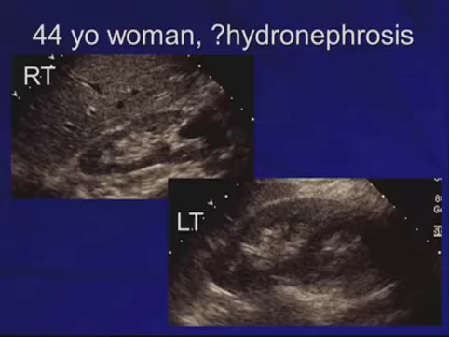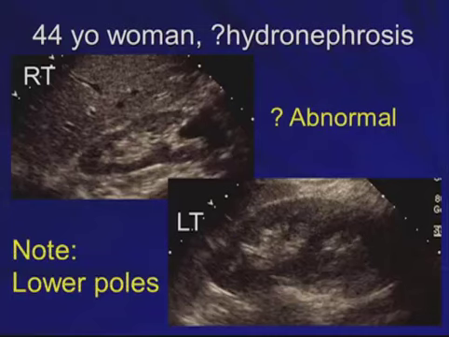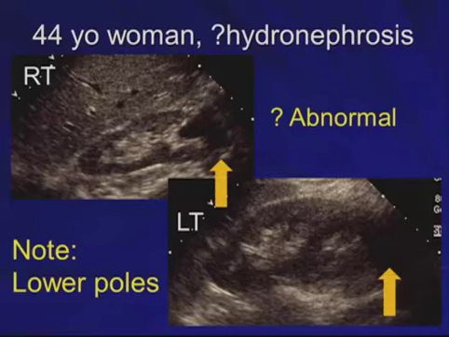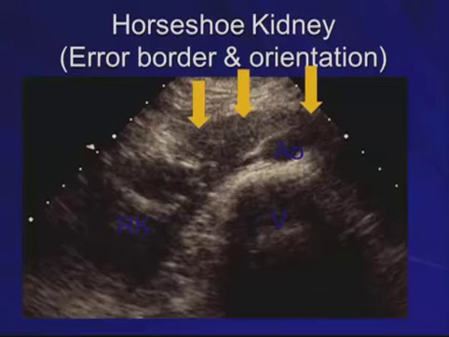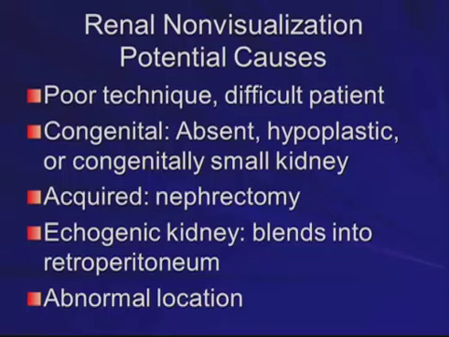Here's another case, 44-year-old woman with possible hydronephrosis. Well, if you look at these kidneys, there's no hydronephrosis, but do you see any other abnormality? In the right kidney, you might say, well, maybe there's a cystic lesion here. In fact, there's another important problem with both kidney images, and that is that you don't see the lower poles. And so one of the critical aspects of a kidney examination is that you see every single border, and in fact, this kidney was a horseshoe kidney. And what that sonographer didn't tell you was that the orientation of both kidneys was abnormal. And so the lower poles aren't seen because she originally missed the fact that they were connected to each other.